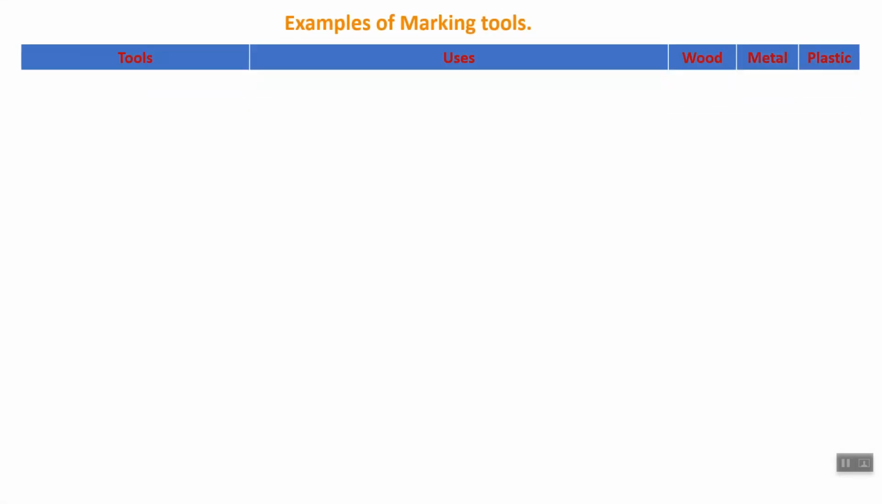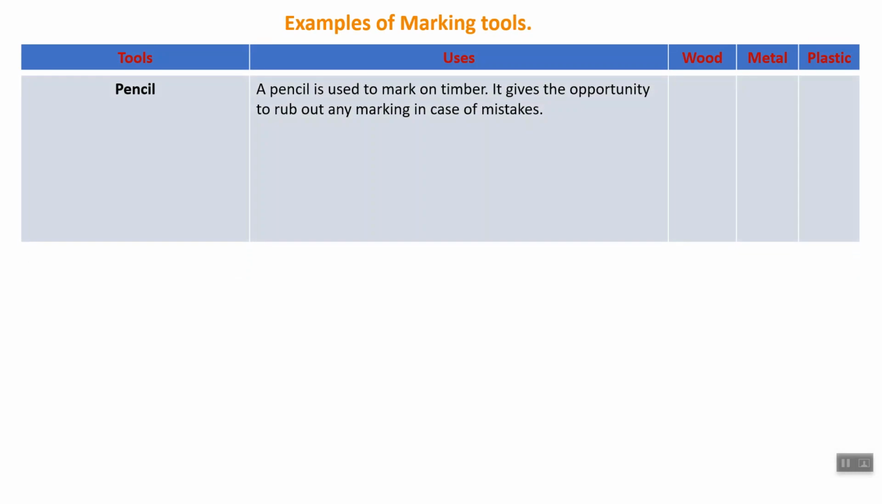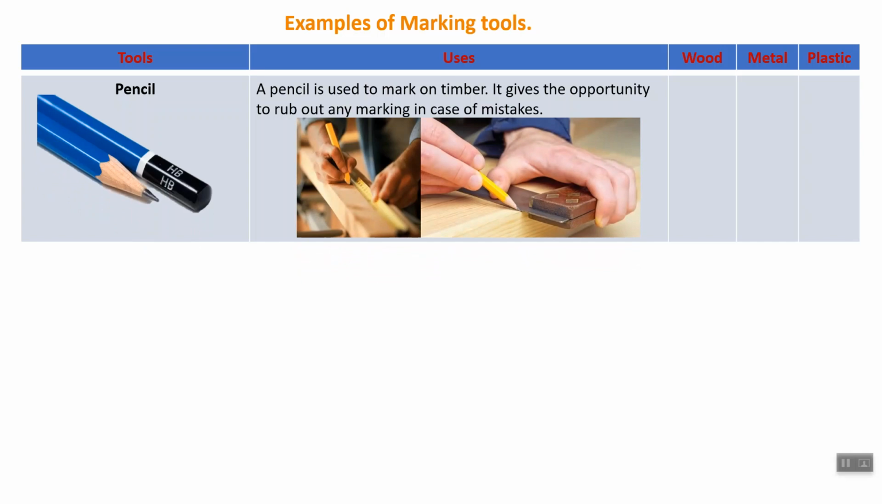Next we have the marking tools. We have the pencil. The pencil is frequently used in the workshop to mark out when we are measuring, to make remarks, or to write onto materials. A pencil is used to mark on timber. It gives an opportunity to rub out any marking in case of mistakes. On timber we use a pencil because it can be erased afterwards. If we use, for example, a pen or a marker on timber, it won't be able to be erased afterwards. So it is used only onto wood.